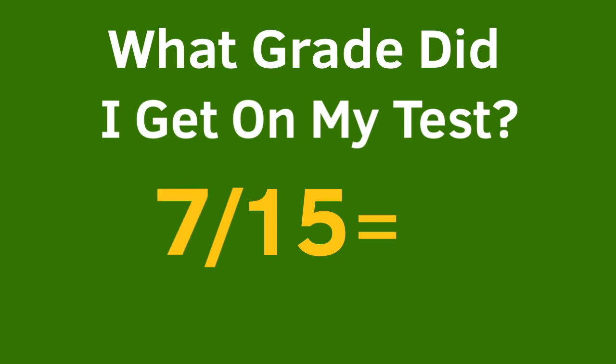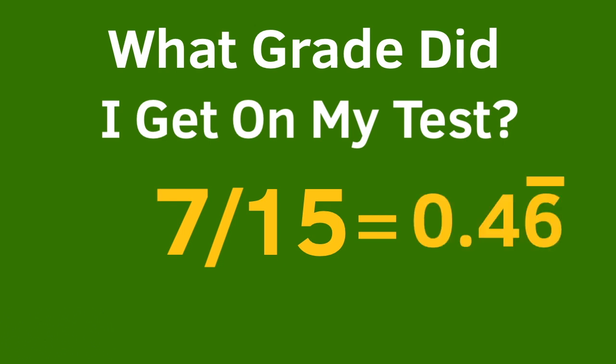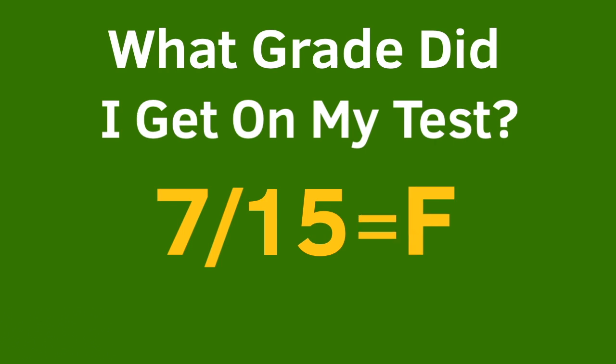This time, let's say you only got 7 correct. 7 divided by 15. That's 0.46 repeating, which could be rounded up to 47%. That's an F.